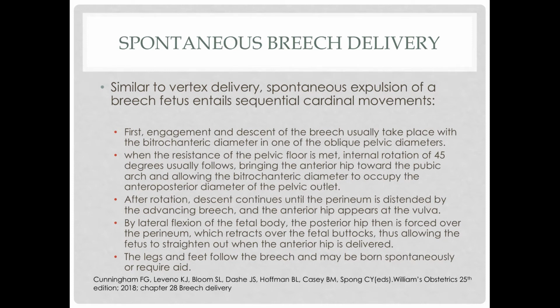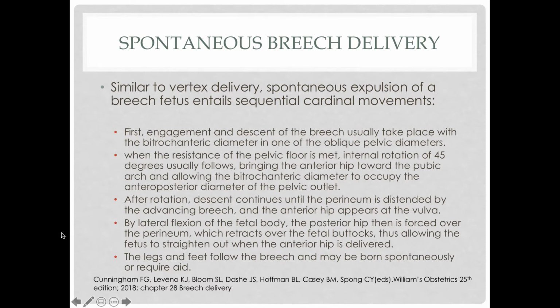Similar to vertex delivery, spontaneous expulsion of a breech fetus entails sequential cardinal movements. First, engagement and descent of the breech usually take place with the bitrochanteric diameter of the fetus in one of the oblique pelvic diameters. When the resistance of the pelvic floor is met, internal rotation of 45 degrees usually follows, bringing the anterior hip towards the pubic arch and allowing the bitrochanteric diameter to occupy the AP diameter of the pelvic outlet.